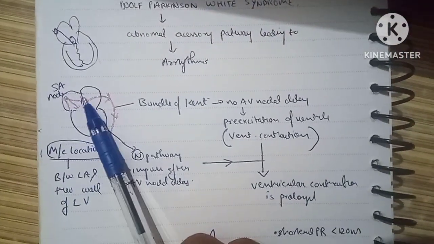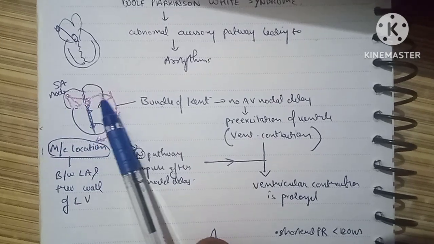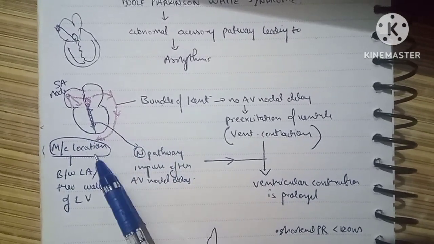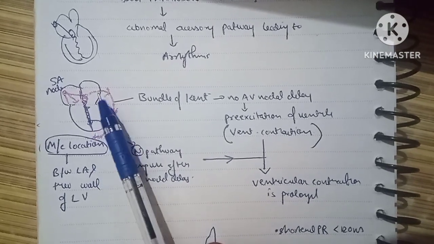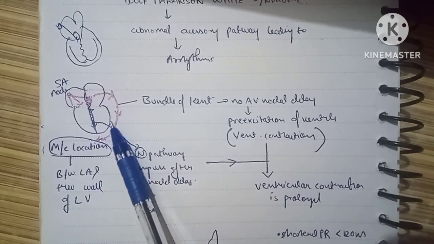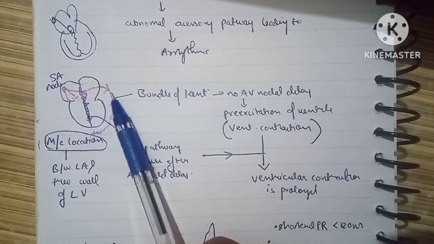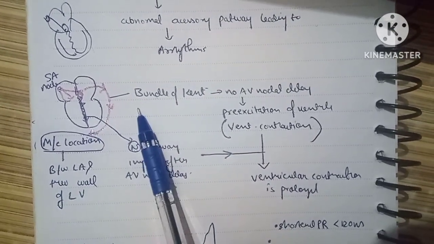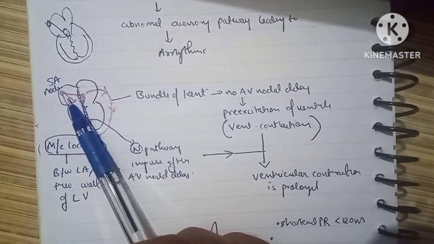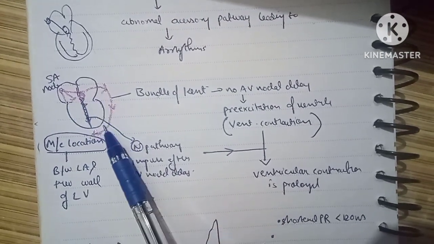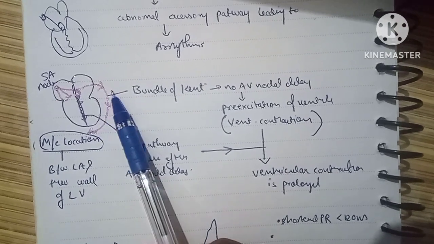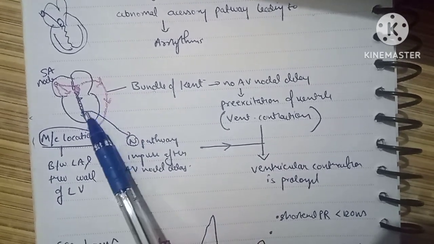What actually happens in WPW syndrome is we have an accessory pathway, the bundle of Kent. The location of the bundle of Kent most commonly is between the left atrium and left ventricular free wall. So this is the location if this is the left side. This bundle of Kent makes the impulse travel from atria to the ventricle without any AV nodal delay. So with no delay, there will be pre-excitation of the ventricle.